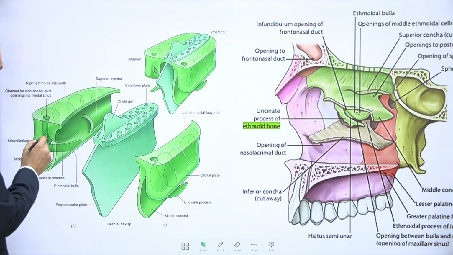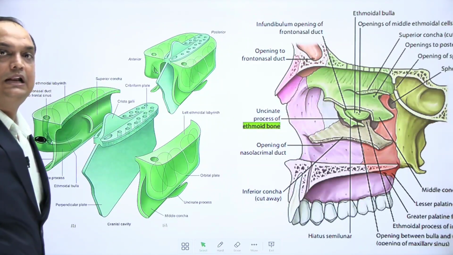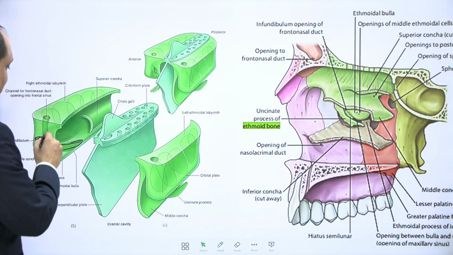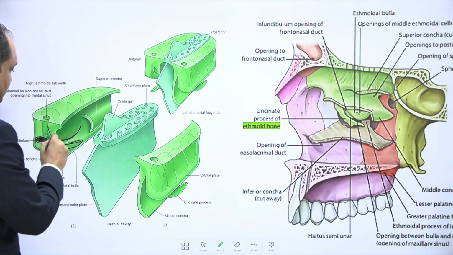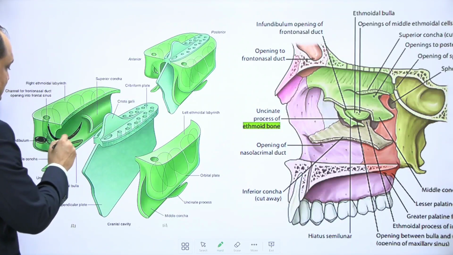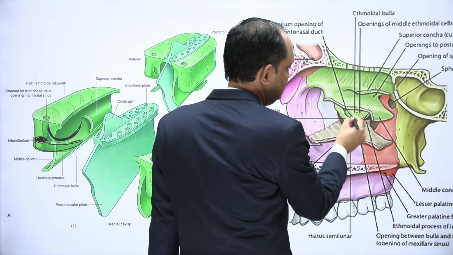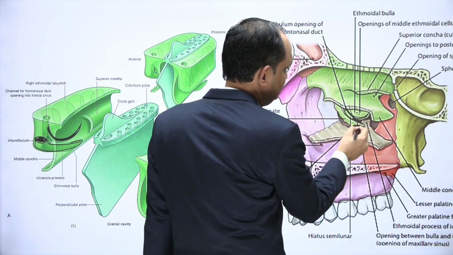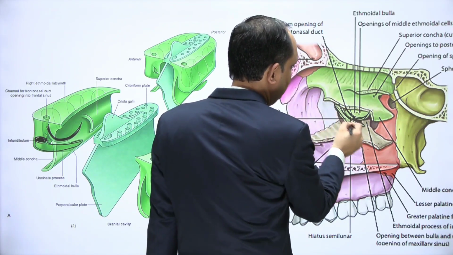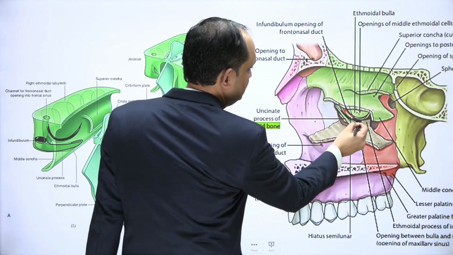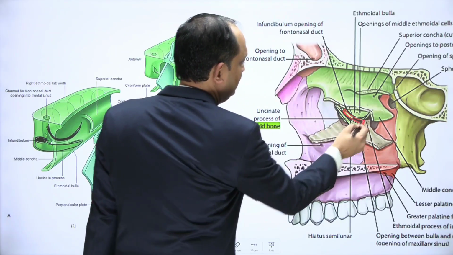Now, in this diagram, I will again try to explain the hiatus semilunaris and the uncinate process. The uncinate process has its attachment on the anterior aspect of our labyrinth, then it goes downward and backward. When it goes downward and backward, it lies below this projection or swelling known as the bulla ethmoidalis. Here, if we draw, this is your bulla ethmoidalis, and below it is your uncinate process. So what will happen? A gap is created, and this gap is known as the hiatus semilunaris.